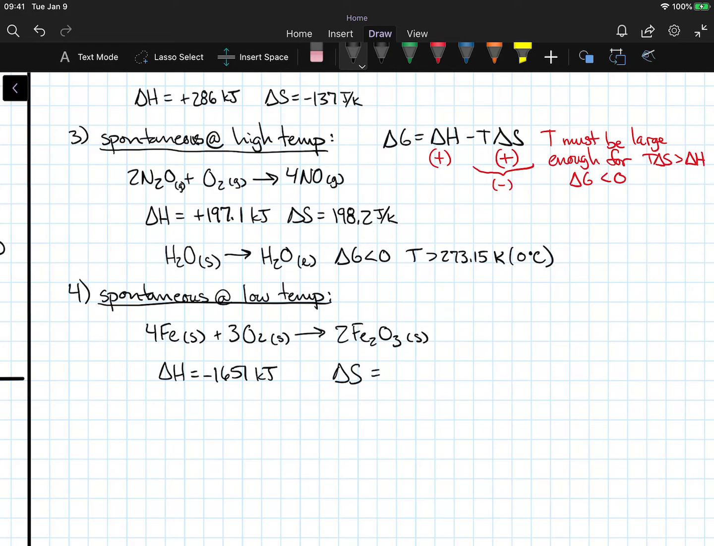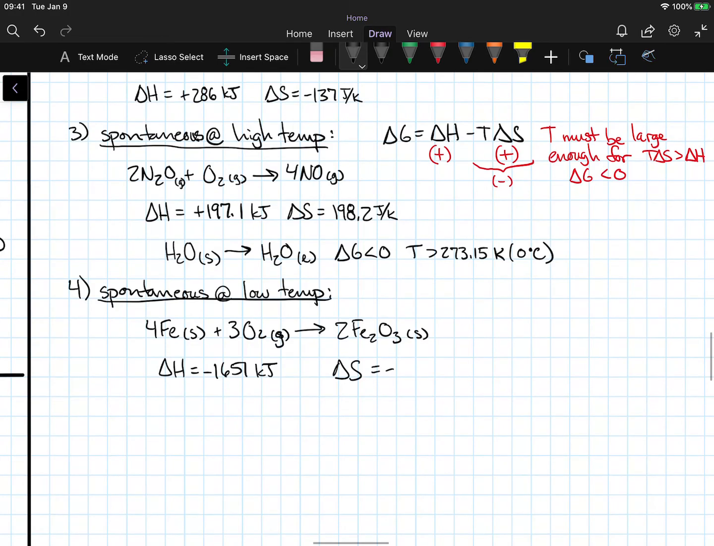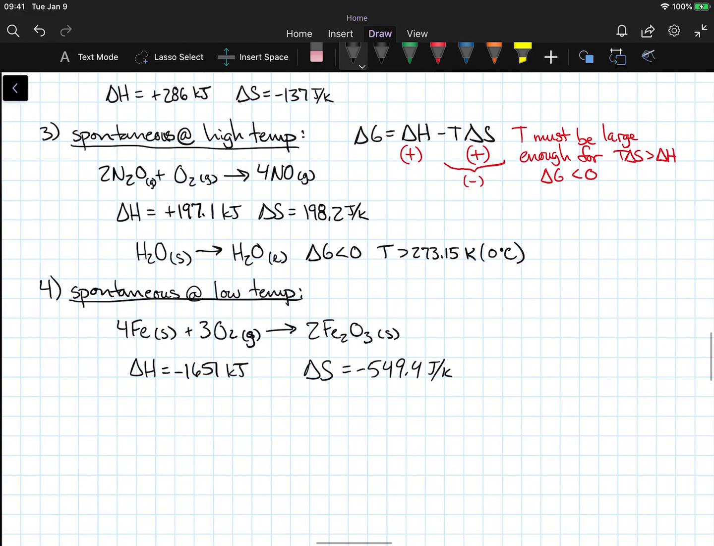And the entropy is also negative. We're taking, well, that shouldn't be solid, it should be gas. We're taking a gas and forming more solid, so we're decreasing the entropy. This is negative 549.4 joules per Kelvin. So again, back to our delta G is delta H minus T delta S.